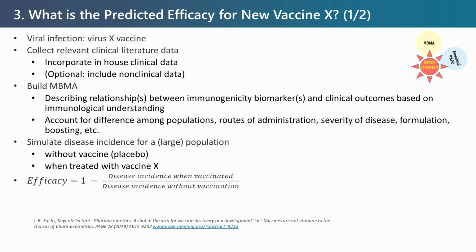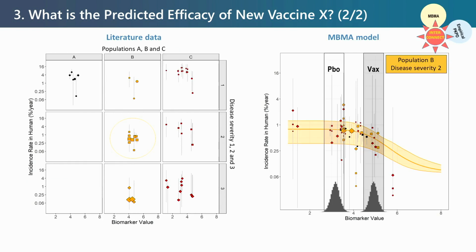If there is no overall difference between the incidence rates of the placebo group and the incidence rates of the vaccinated group, then the efficacy would be 0. If all the subjects in the vaccinated group would be fully protected, then the efficacy is 100%. On the left-hand side, you see a grid of plots with biomarker values on the horizontal x-axis and the reported incidence rates on the vertical y-axis. The various plots show the data for different populations A, B, C, and different disease severity levels 1 to 3. The size of the points indicates the size of the trial.